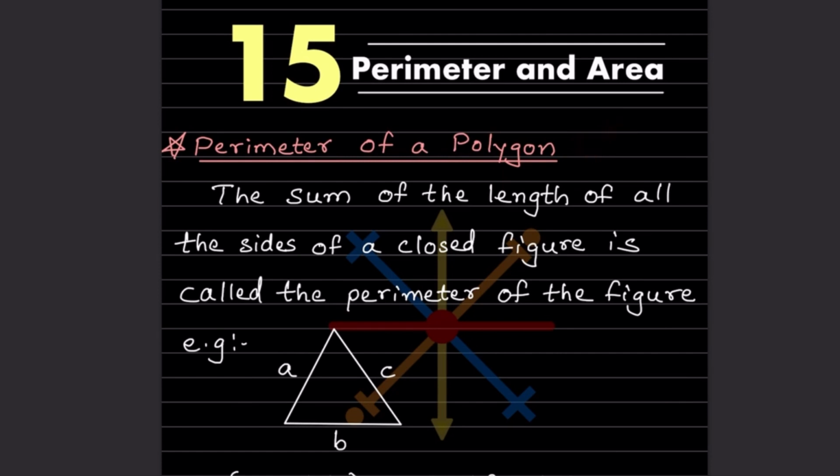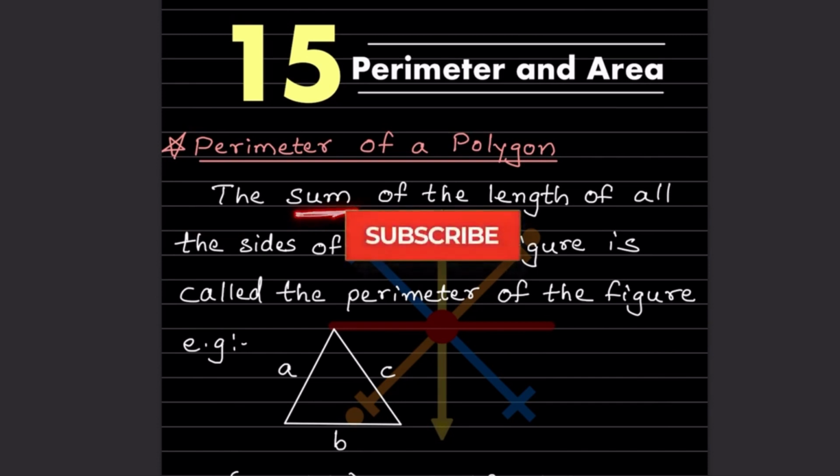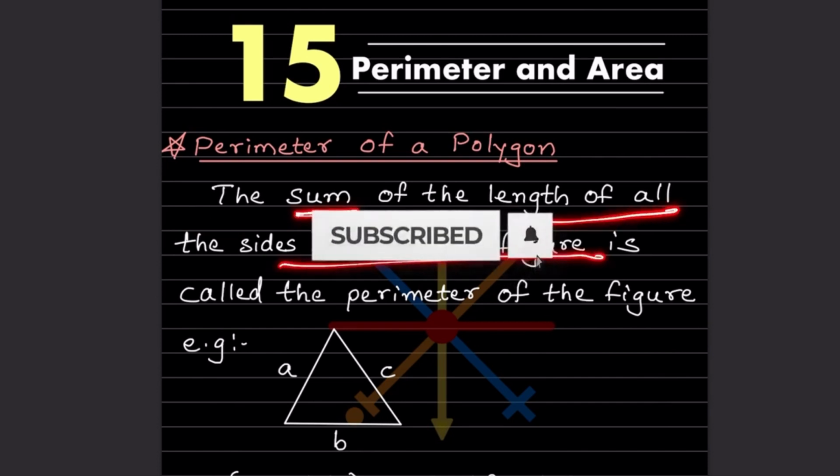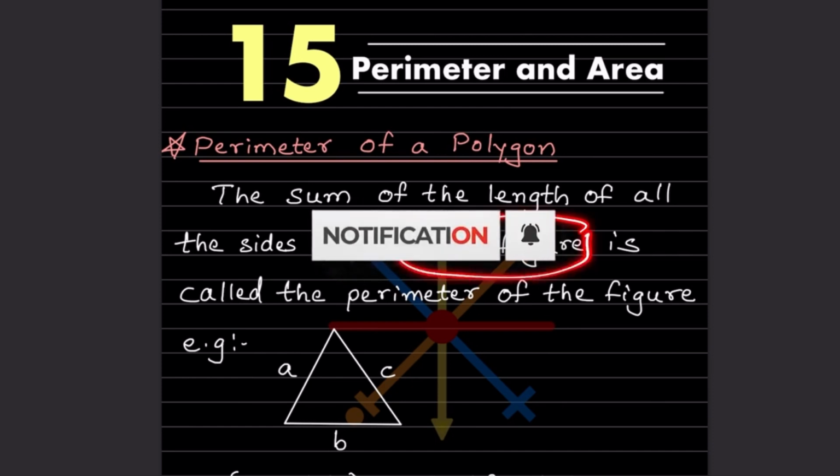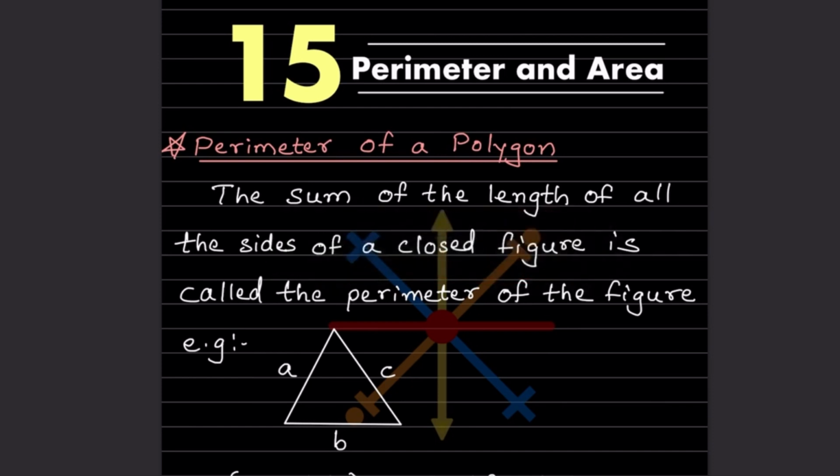Now just look at this definition here. The sum of the lengths of all the sides of a closed figure is called the perimeter of the figure. Suppose we take this figure. Can you see this is a closed figure? These are the lengths of it. Let us put A, B and C randomly instead of putting some numbers.